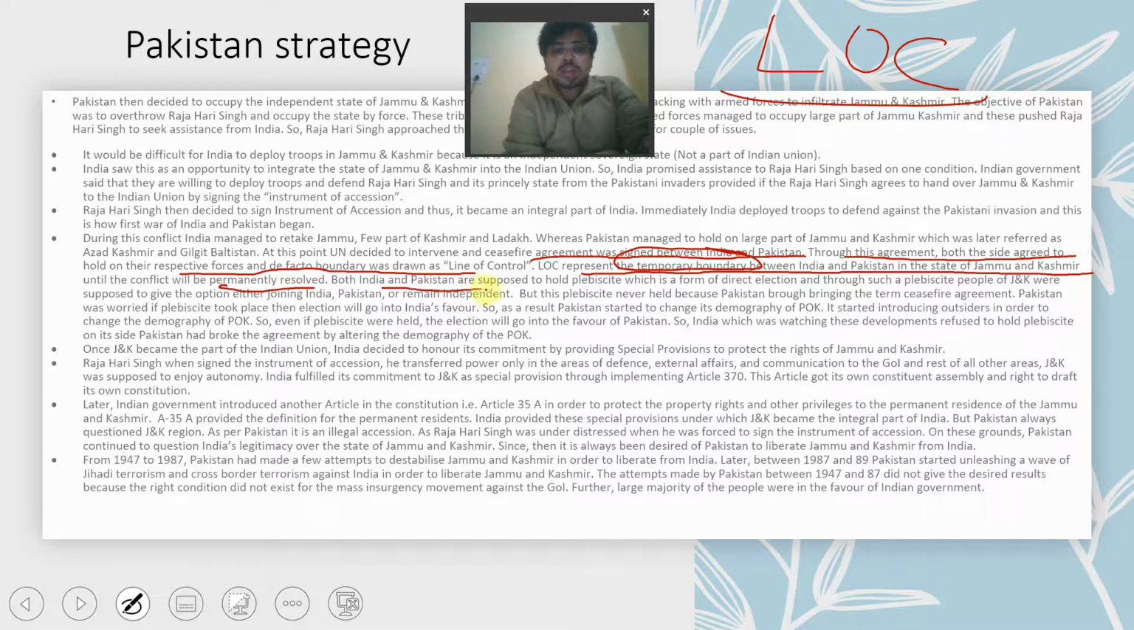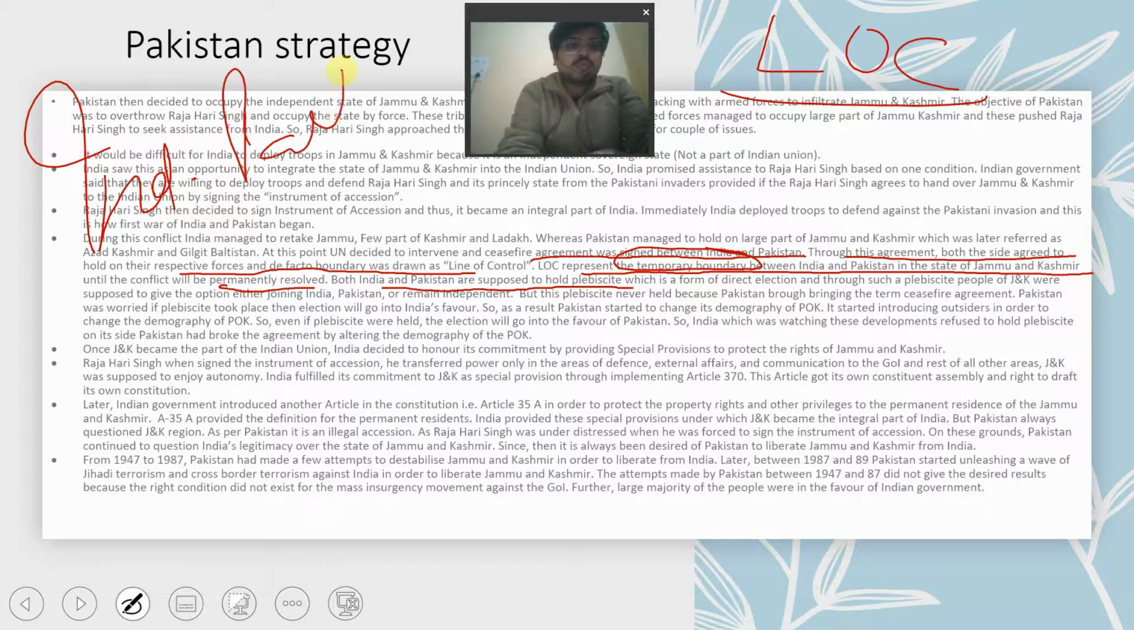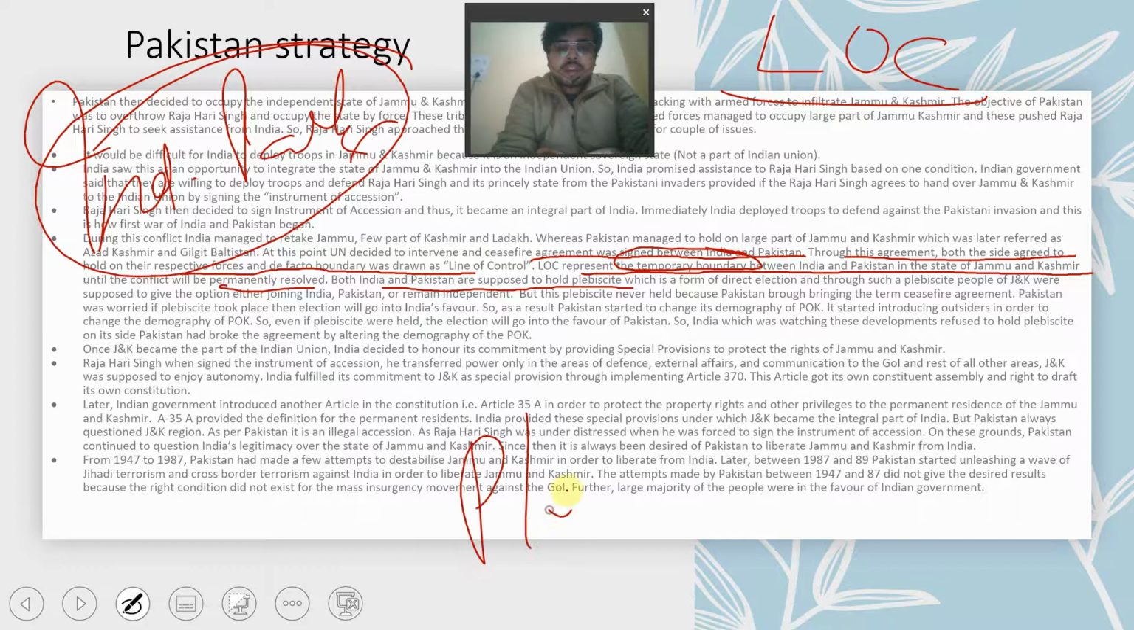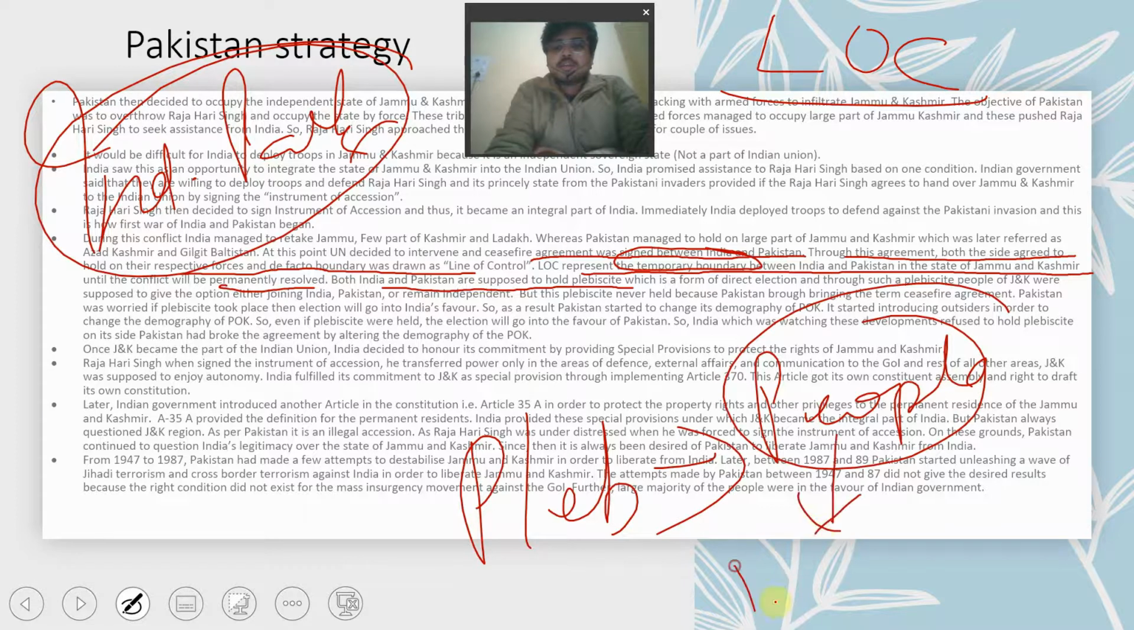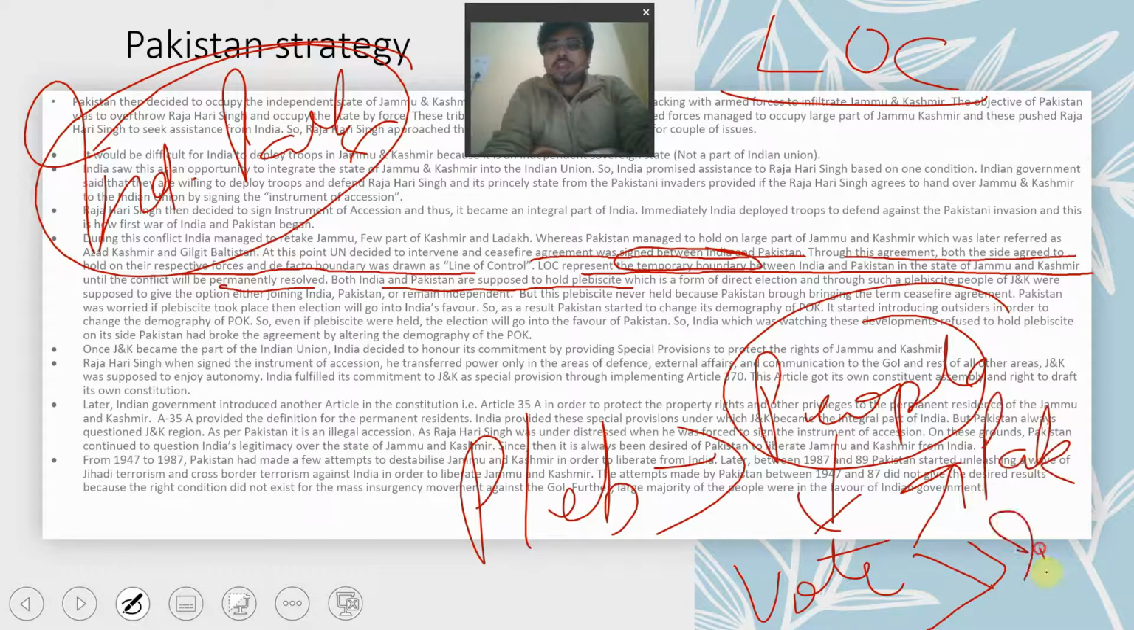So both India and Pakistan were supposed to hold a plebiscite. So it happened that India and Pakistan agreed to call for a plebiscite. What do you understand by plebiscite? Plebiscite is nothing but the people of that region will be asked to cast their vote. And what do you understand by casting a vote? Casting a vote means they will have two options for where they want to join. In that, Pakistan will be an option and India will be an option.